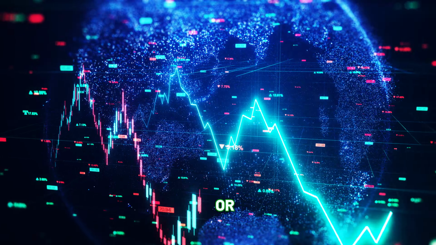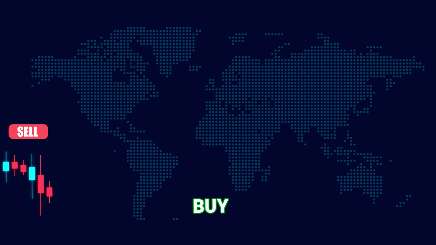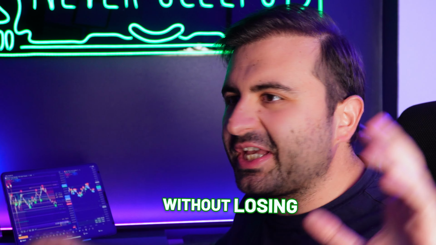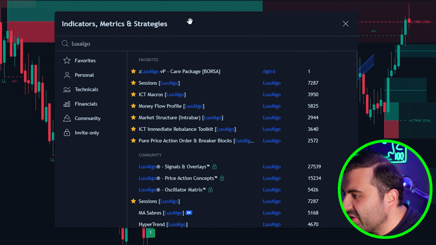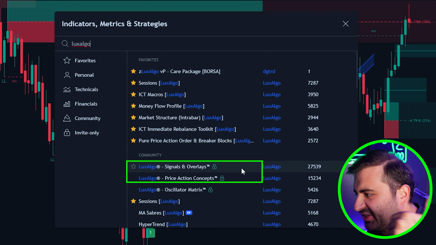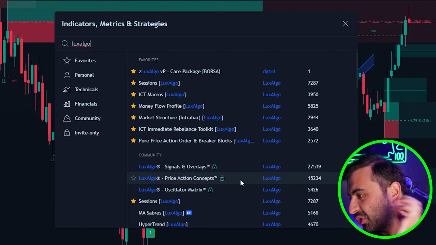If you are a day trader or if you want to become a day trader, this tool will give you perfect buy and sell signals. Without losing any more time, let's go to the indicators tab and search for LuxAlgo, and you will see these two indicators: Signals and Overlays, and the Price Action Concepts.